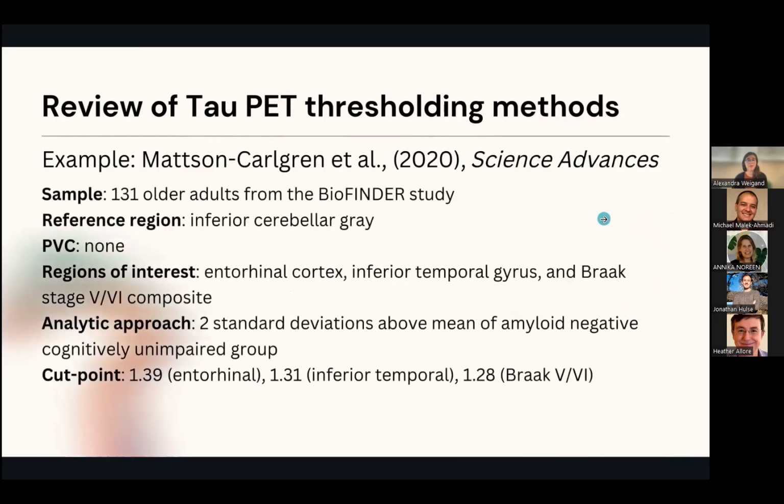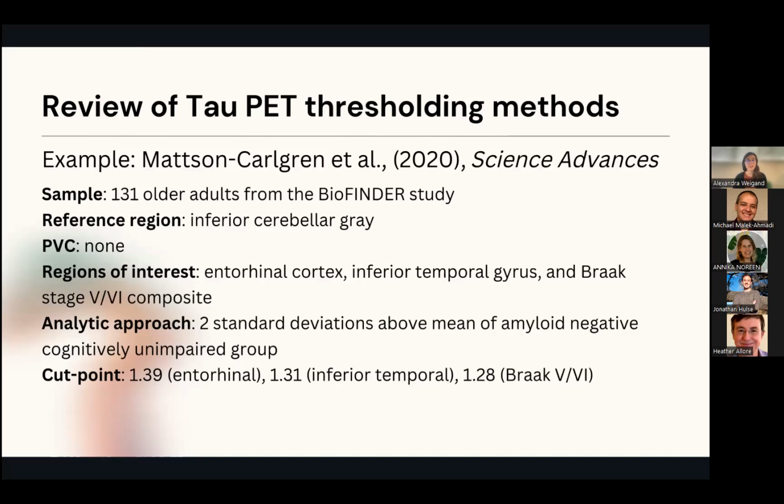And here's an example of another study and how they differed on these various criteria or various methods that could be used. So this study was from Mattsson-Carlgren in Science Advances in 2020. Their sample consisted of 131 older adults from the BioFINDER study, so a different sample composition here, although still amongst older adults. The reference region here instead was the inferior cerebellar gray specifically, in order again to create that SUVR, that intensity normalized value. They did not use partial volume correction.